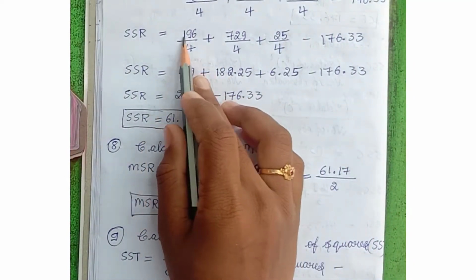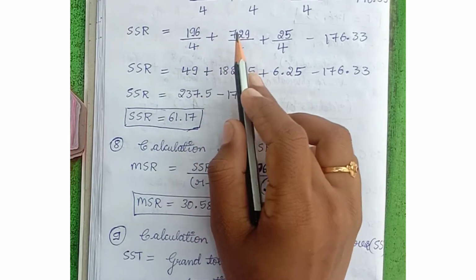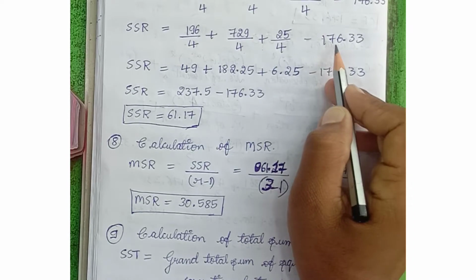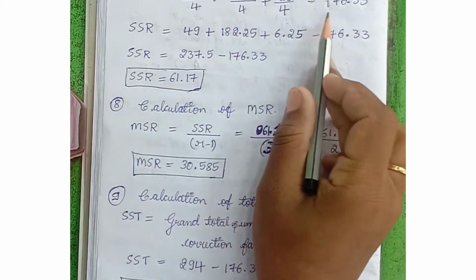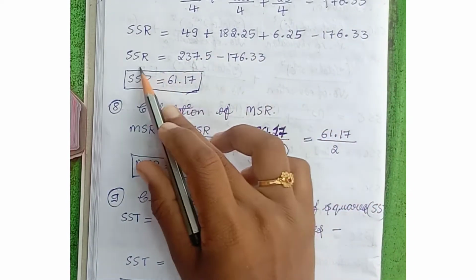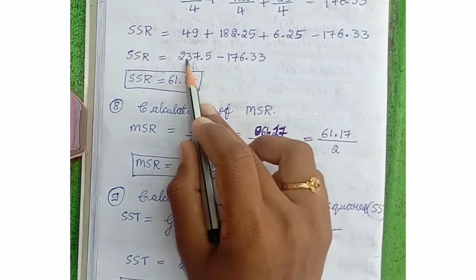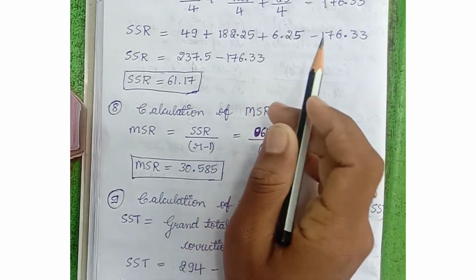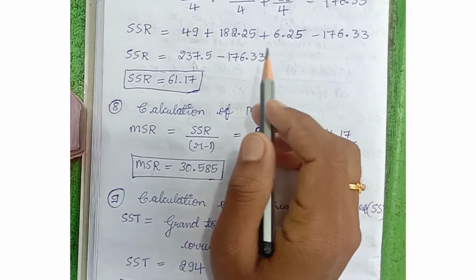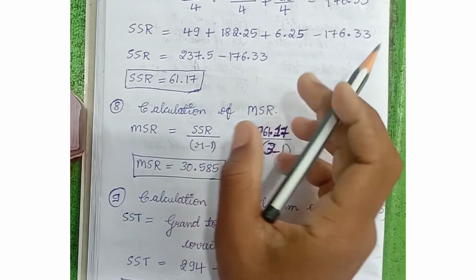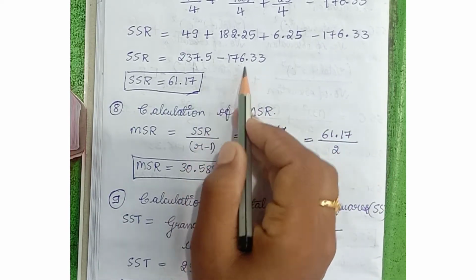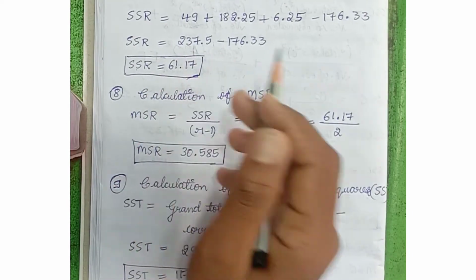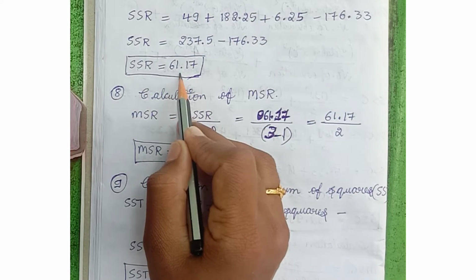So SSR is equal to 196 divided by 4 plus 729 divided by 4 plus 25 divided by 4, minus 176.33. After the calculation we'll get these answers. After the total of these numbers we'll get 237.5, minus the correction factor. Sometimes we may forget, but we should be very careful while subtracting the correction factor. After calculation we'll get SSR, the sum of squares of rows, as 61.17.